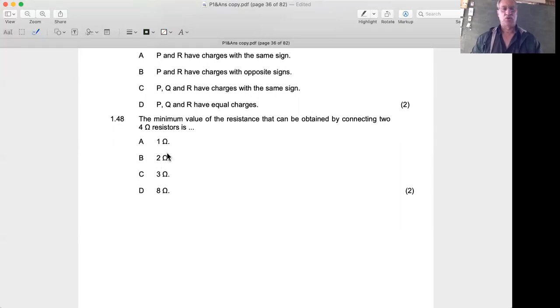So 2 ohms. So what you do is you work them out in series and you work them out in parallel. If they were in parallel, it'd be 1 upon 4 plus 1 upon 4 is 2 upon 4, which is a half. Inverting it is 2. That would be the minimum.